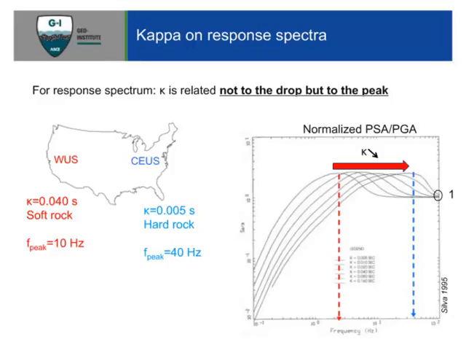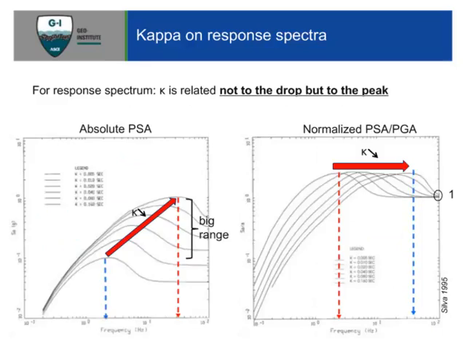And in the red case, we have the peak around 10 hertz. And converting soft rock to hard rock through decreasing kappa, which basically means we're doing what? We're decreasing attenuation at high frequencies. That's causing our spectrum to shift to the right. So from 10, we might go up to even 40 hertz. So that's basically saying we have more energy at high frequencies.